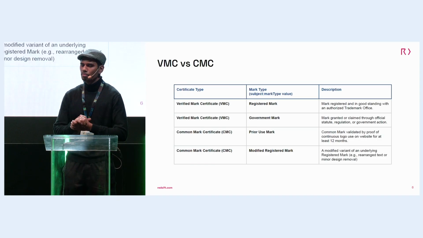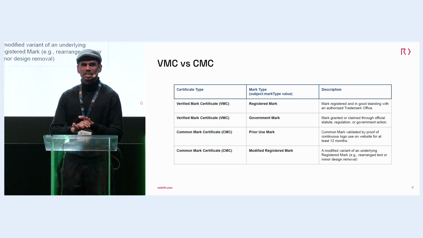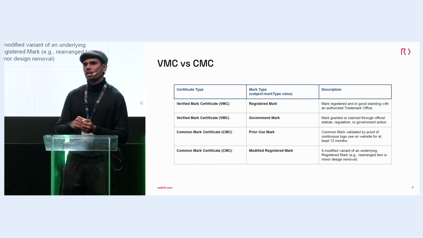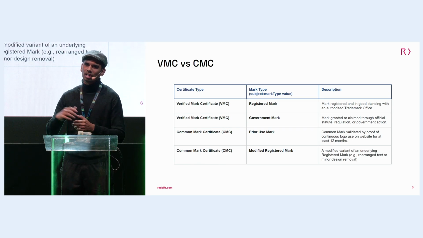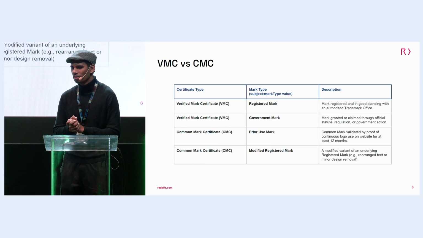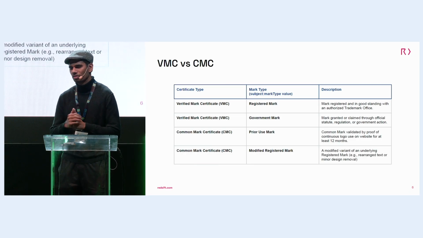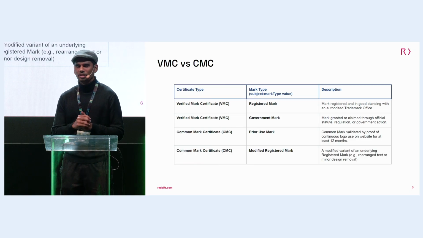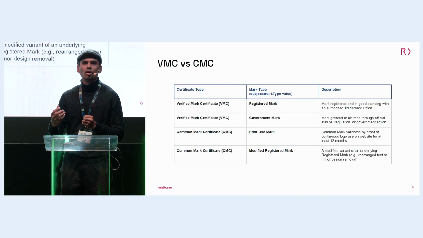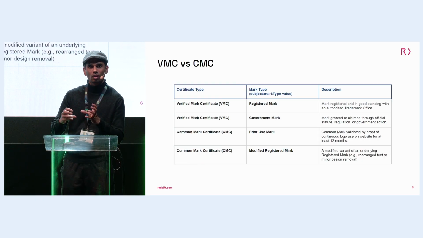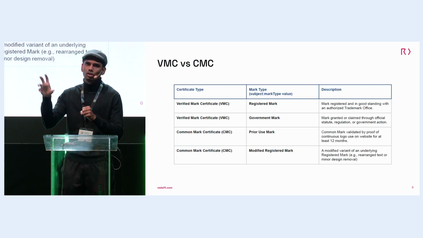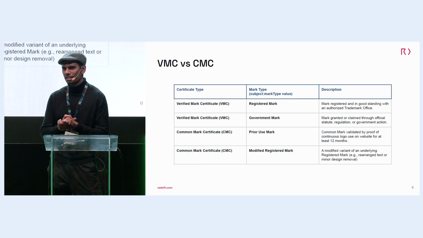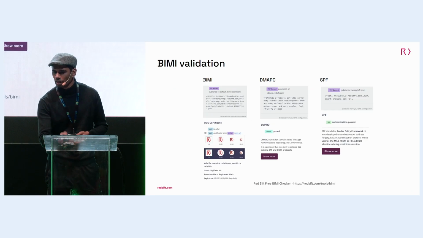VMC versus CMC mark types. In VMC, we have Registered Mark, which is validated against a trademark office, whereas Government Mark is validated against government bodies. For CMC, we have Prior Use Mark, which is based on the prior use of the logo on the website, and Modified Registered Mark. This is a modified variant of your officially trademarked logo. In that case, you get a CMC certificate.